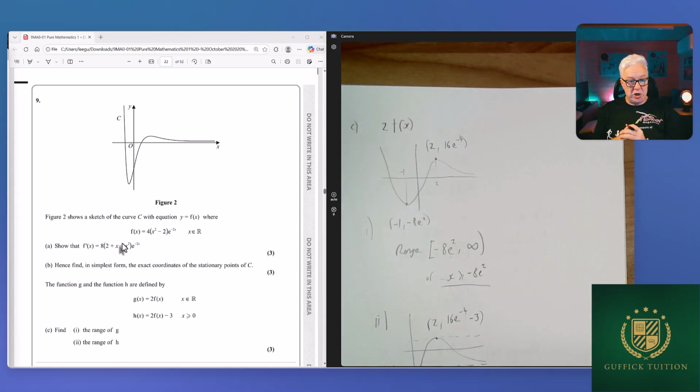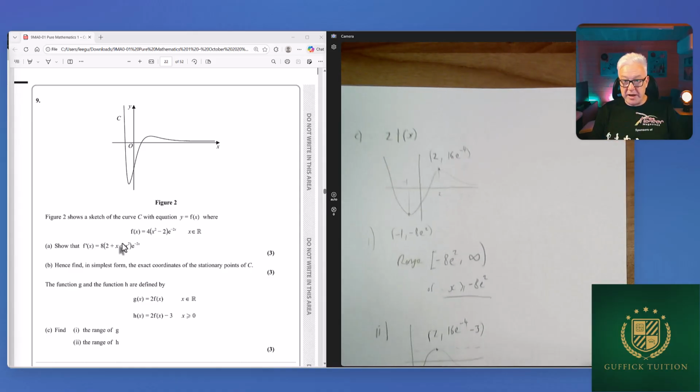It says the function g and the function h are defined by g of x is 2 times f of x and h of x is 2 times f of x minus 3. Find the range of g of x and the range of h of x. So let's consider our transformation.